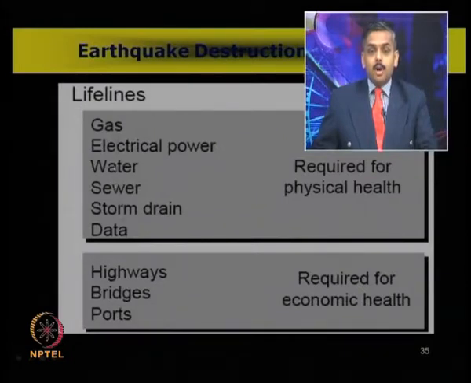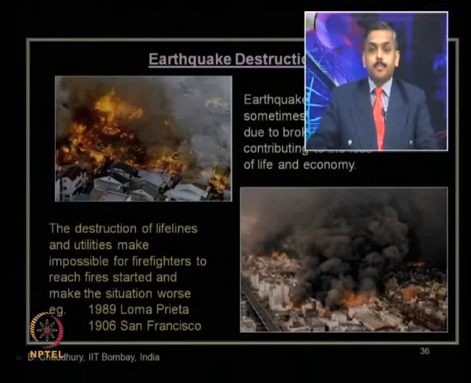If any of them gets damaged, then we can understand the lifeline of a human being or a society is totally affected or damaged. Other lifelines are required for the economic health of a country, a location, a city or a state, like highways, bridges, ports, etc. These also should not get damaged due to earthquake, because if one or a combination of them gets damaged, then the total economic health of a country is damaged due to the earthquake.